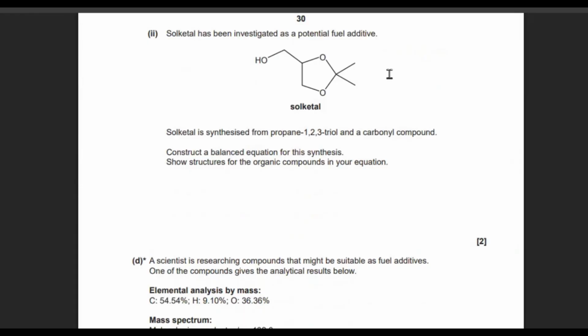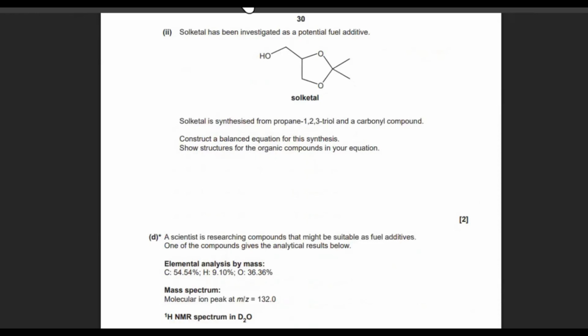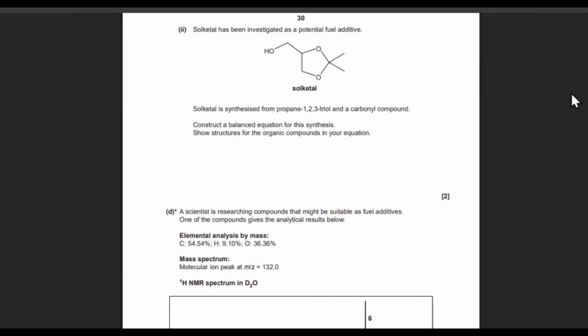Right, solketal has been investigated as a potential fuel additive. Solketal is synthesized from propane-1,2,3-triol and a carbonyl compound. Construct a balanced equation for this synthesis. Show structures for the organic compounds in your equation. It's best to use skeletal, but they allow you to use structural or displayed.